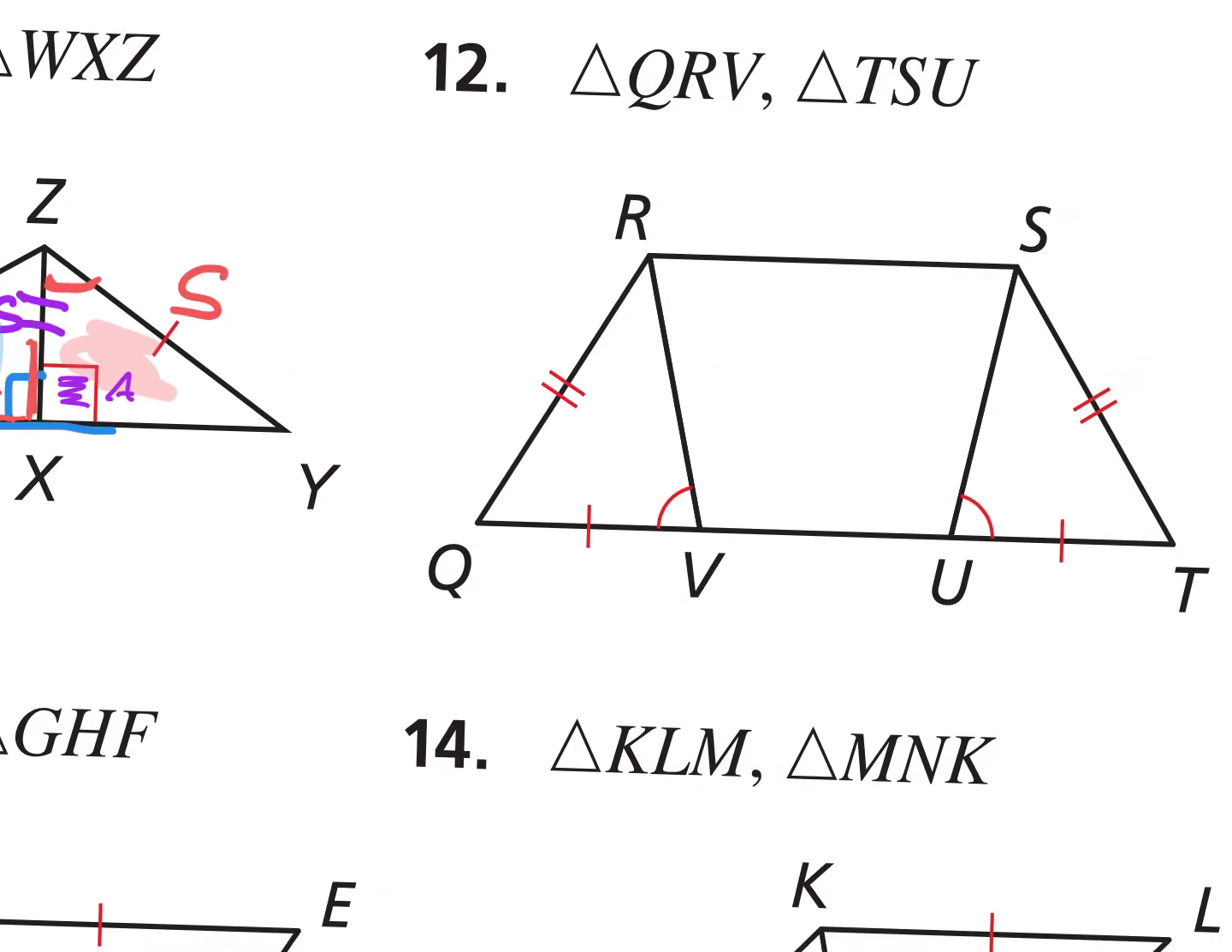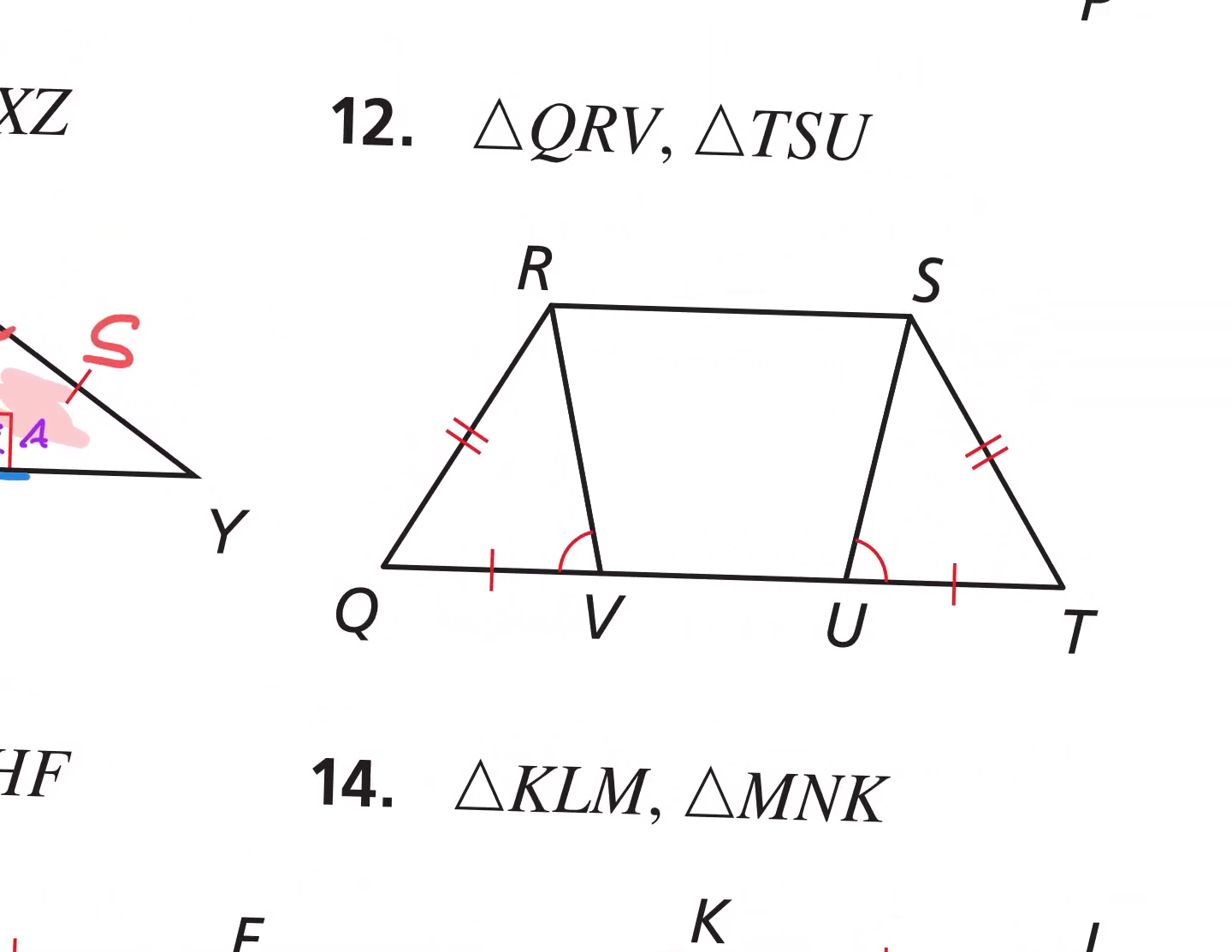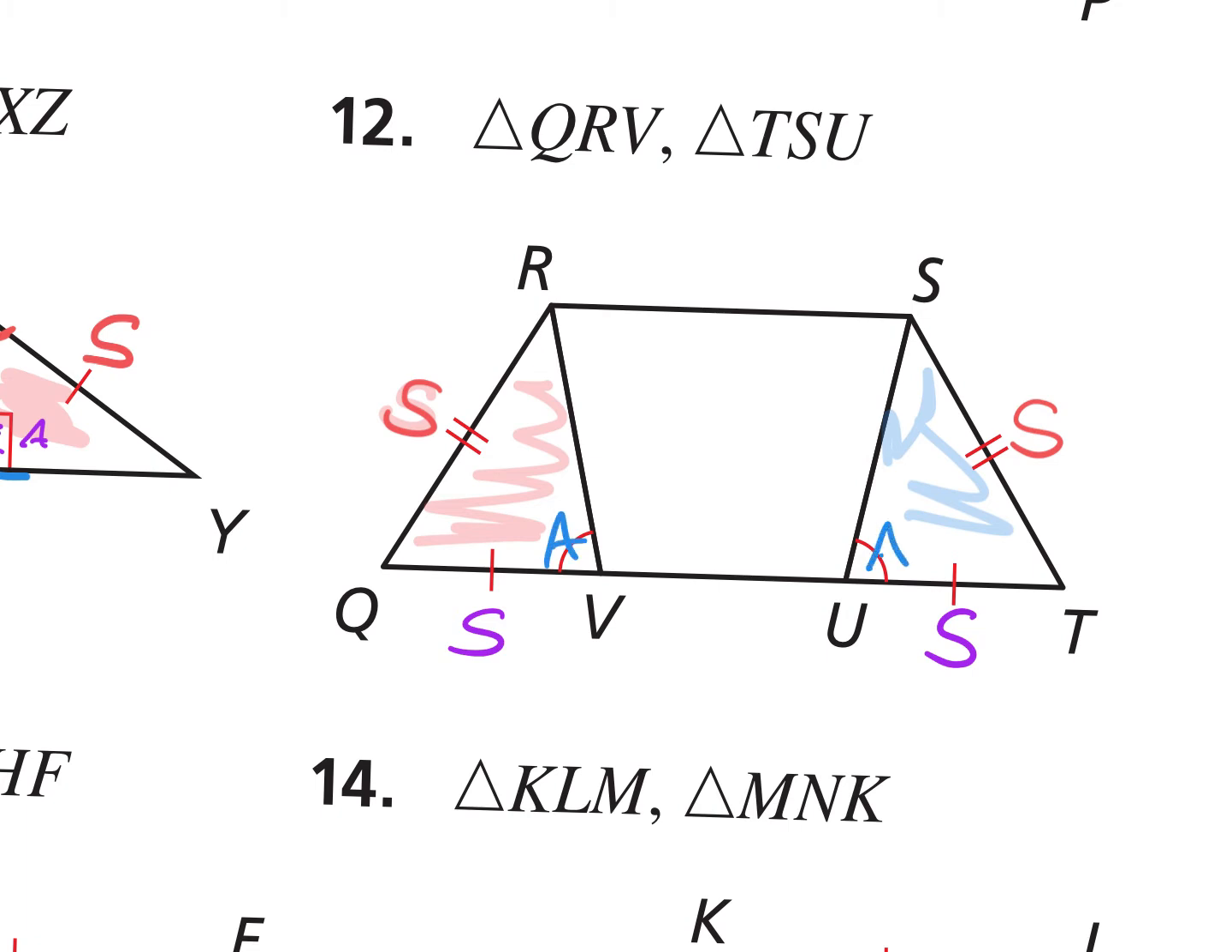Number 12. They're asking me to prove that this triangle over here on the side, QRV, is congruent to TSU, to this one over here. So for this one, if I take a look at it, we've got a side that matches here, and then this side. And then notice the angle is not the included angle. So this one would be no based on that given.